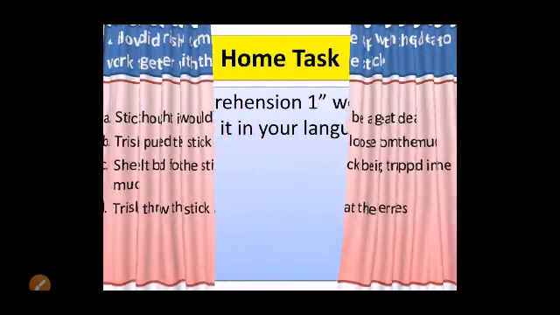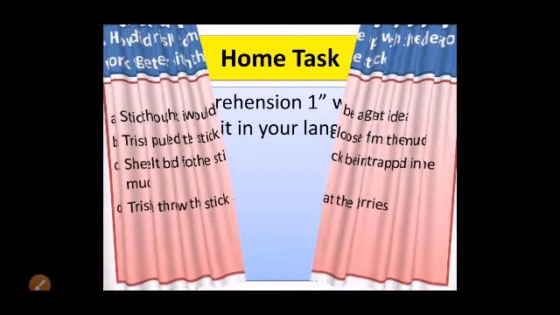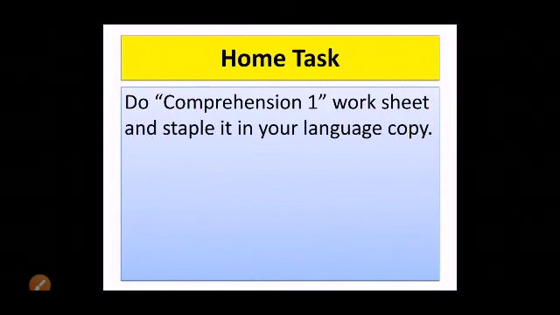We are done with comprehension. Now here is your home task. You have to do the Comprehension 1 worksheet. Okay, you have to do it yourself and you have to staple it in your language copy. Now I am going to show you how you have to do this work.